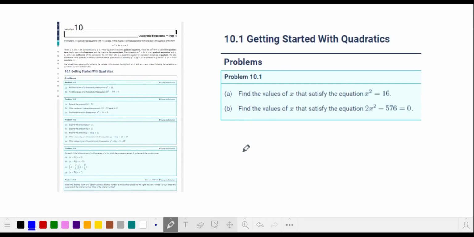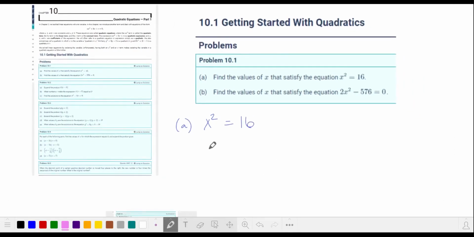So when I'm working with a student, I will copy down the problem to be solved, which is to find the values of x that satisfy this equation. I'll ask the student if they know a solution to this equation. Hopefully they'll recognize that 4 squared is equal to 16. So a solution for x is x equals 4.